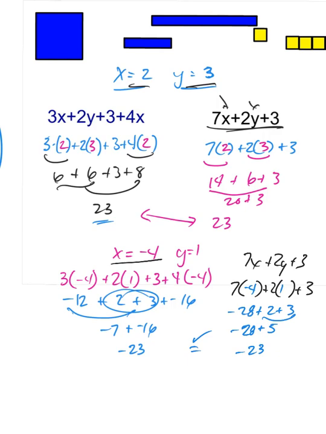If we've simplified this expression correctly, we can check to see if these two expressions are equivalent by plugging a value into x and another value into y, the same values across both expressions. And if the two evaluations come out to be the same, then we know we have an equivalent expression.